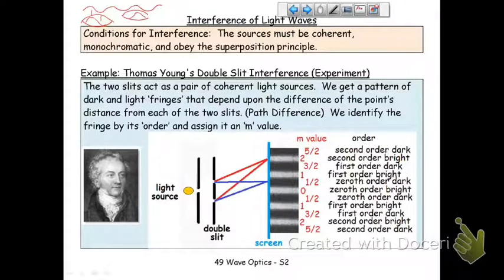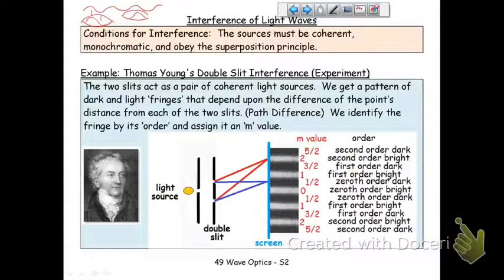The source must be coherent and monochromatic. Chromatic meaning kind of colour. Monocolor: one wavelength, one frequency. And they've got to obey the superposition principle. What that means is if you take one and add it to another, 1 plus 1 equals 2, or 2 plus 2 equals 4. It adds arithmetically. We had some of this for sound, because we did interference of sound. But you can do this with light.